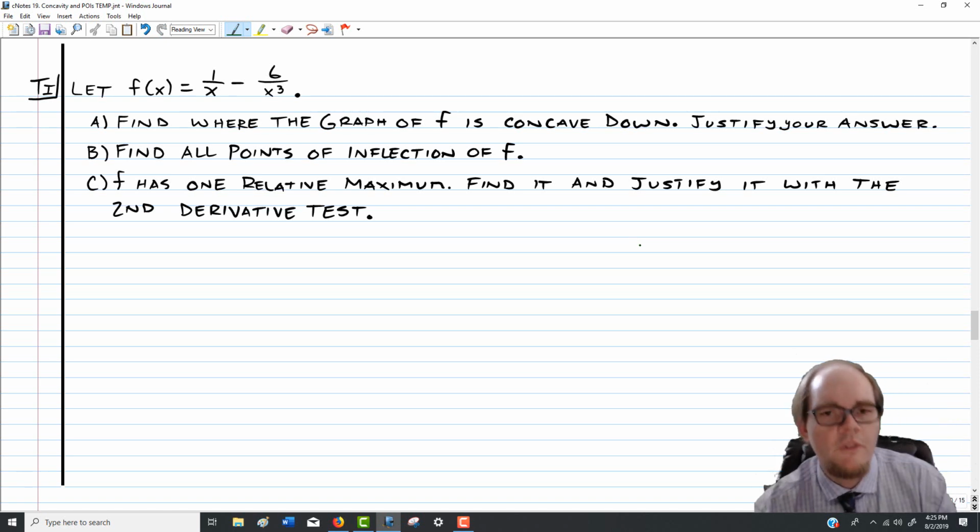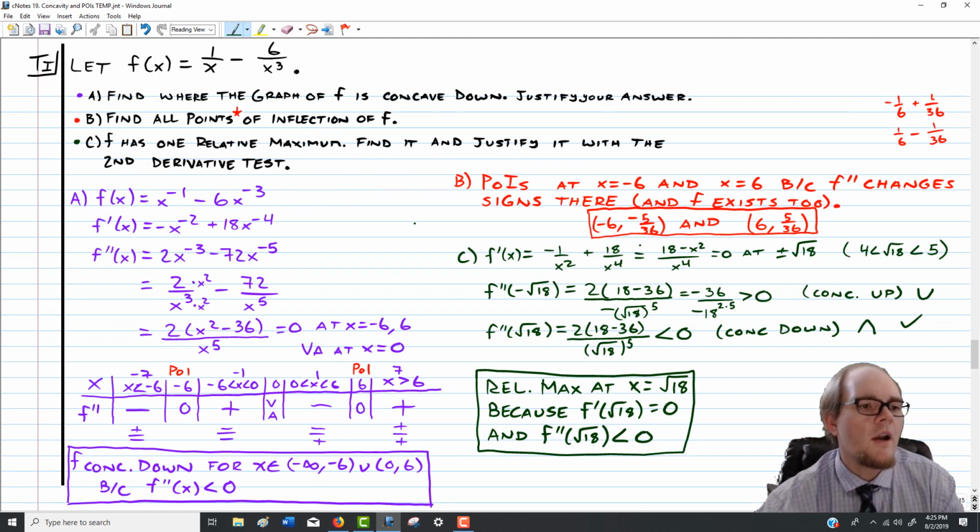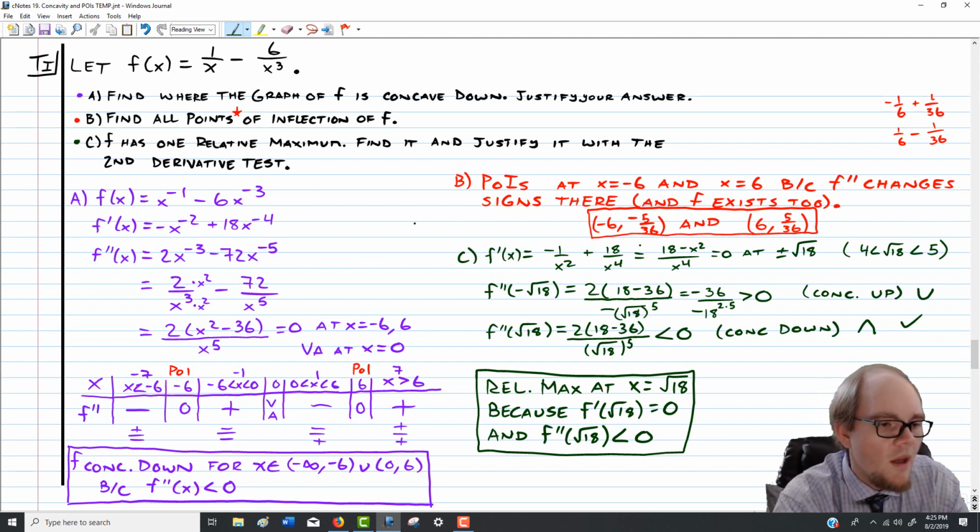Okay, hopefully you've had time now to work through it and get your teeth sunk into it. Here are the answers, and let's talk about it just a little bit. So for part A, you're asked to find where the graph of f is concave down and justify your answer. It's a pretty typical question, a pretty simple version of the question, but of course there were some challenges in this function.